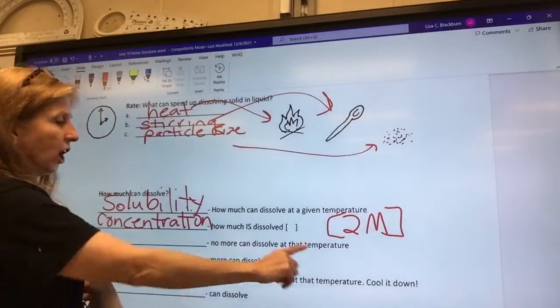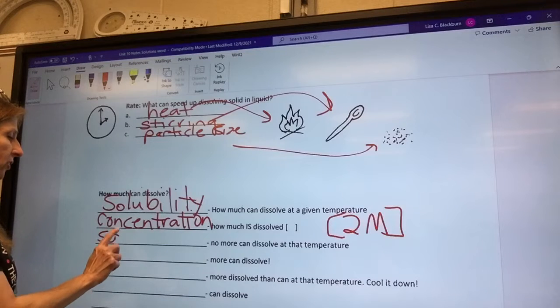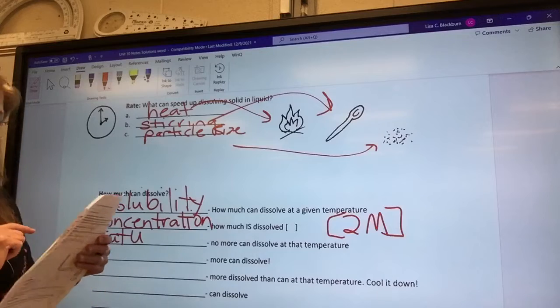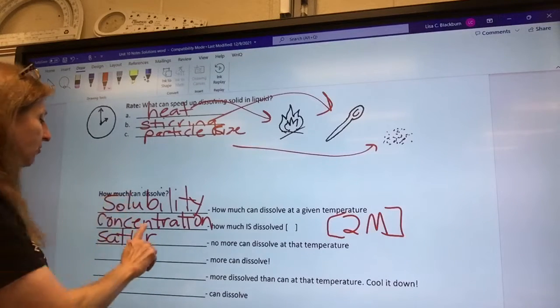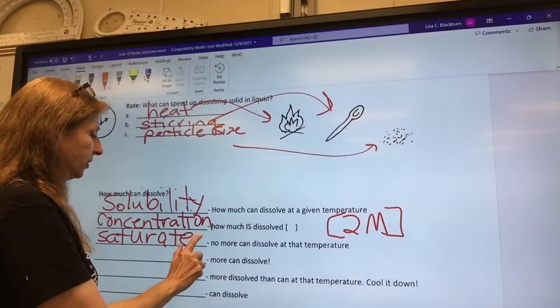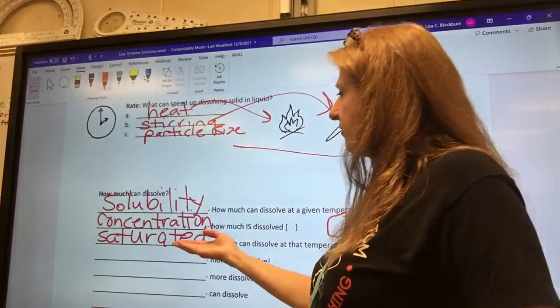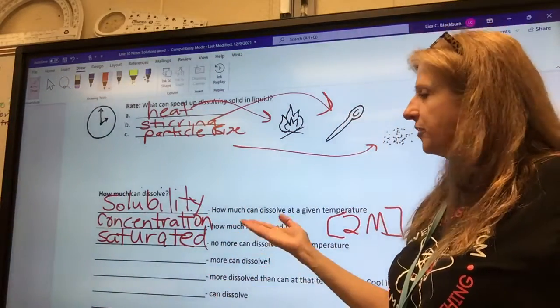Okay, now, when no more can dissolve at a temperature, it's called saturated. And you're used to that word too. You're trying to wipe up a spill with a towel and your towel won't take any more. You say that it's saturated, don't you? This towel won't work, it's saturated. Well, this is the same thing with dissolving. If no more will dissolve at this temperature, it's saturated.